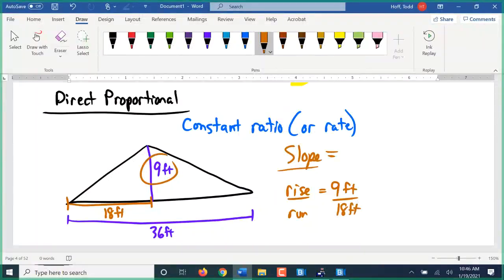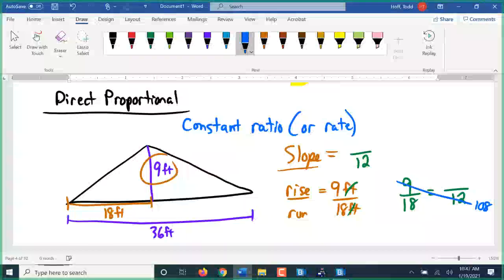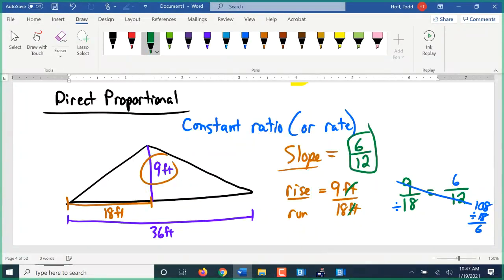Now, I don't want to reduce this to 1/2. 9 over 18 would reduce to 1/2 if I fully reduced it. I want slope to be expressed as something over 12. So I'm going to take my 9 over 18. I can cancel out the feet. I don't need to worry about the feet. And I want to know what that would be out of 12. So I can set up that proportion. Cross multiply. 9 times 12 is 108. Divided by 18. 108 divided by 18 is 6. That would be 6 out of 12. This is a 6/12 or 6 out of 12 slope.